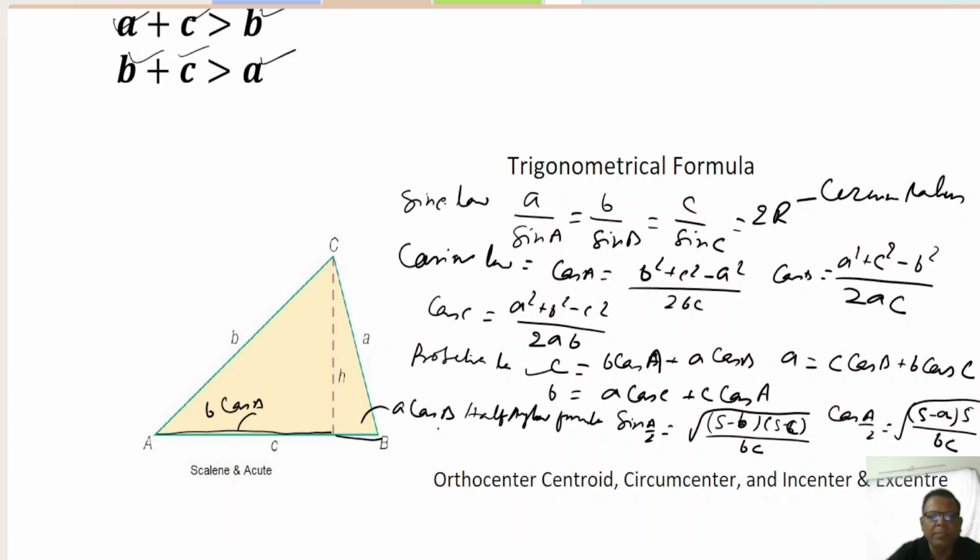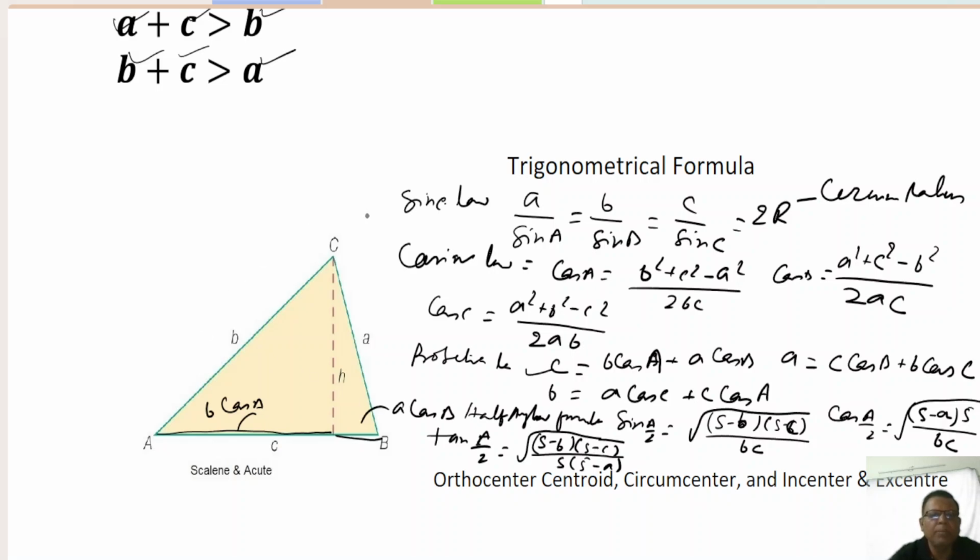So what will be the tan A by 2? Tan A by 2 is root over (s minus b)(s minus c) divided by s(s minus a).